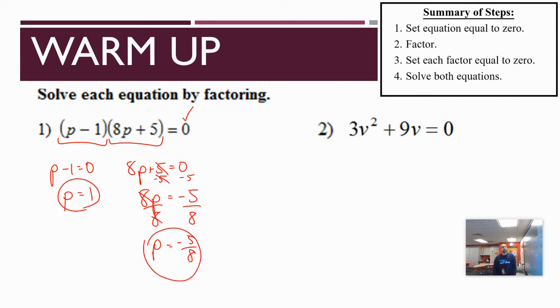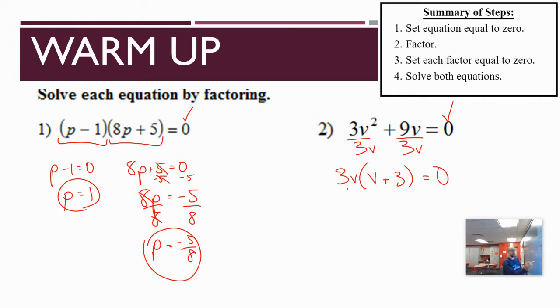Okay. Number two, let's go back to the beginning. Set the equation equal to 0. Done. That's step one. Step two, factor. Okay, this time we have to factor. First thing when we factor, we look for a GCF, right? So right away I know I can at least divide by 3 and a v. So my GCF is 3v. That leaves me with v plus 3. So factoring is done.